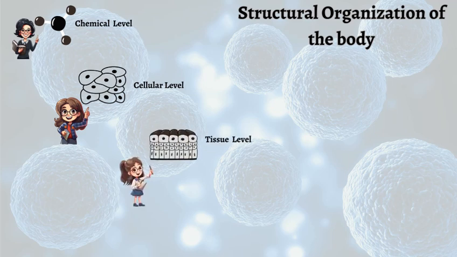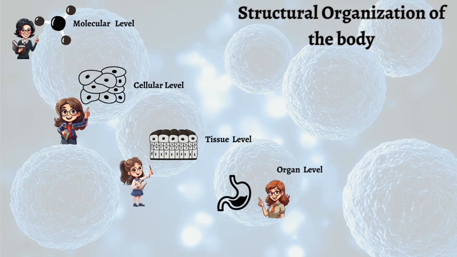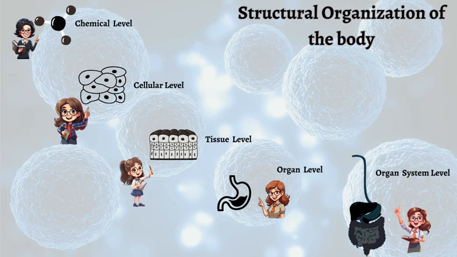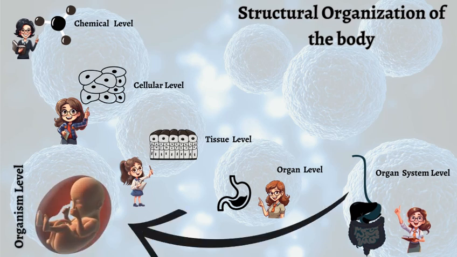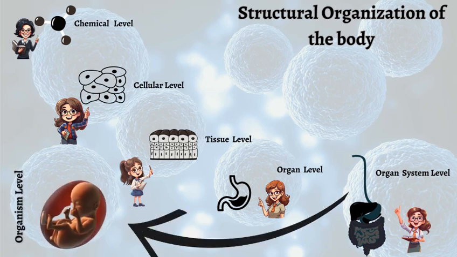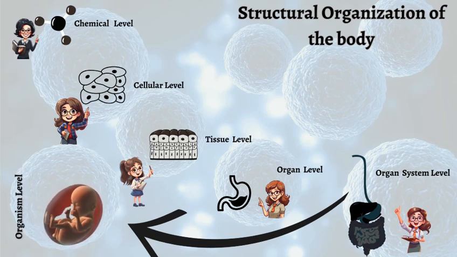A tissue level is formed when a community of similar cells forms a body tissue. An organ level involves two or more different tissues combined to form an organ. An organ system level is formed when two or more organs work closely together to perform the functions of a body system. Whereas an organism level is formed when many organ systems work harmoniously together to perform the function of an independent organism.